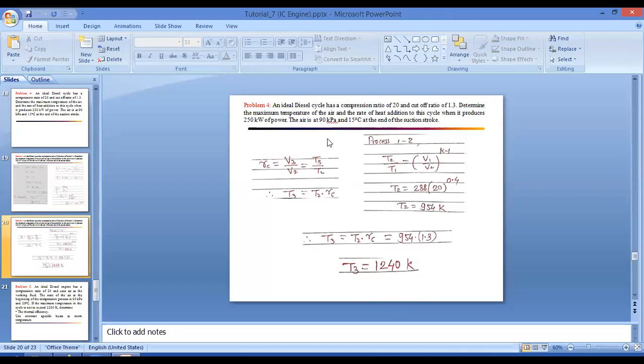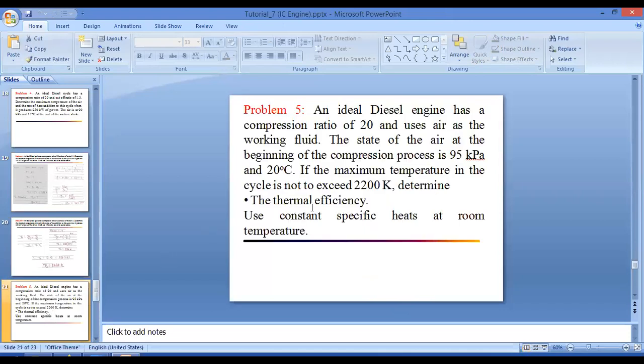Okay, now the last numerical. An ideal diesel engine has a compression ratio of 20 and uses air as a working fluid. The state of the air at the beginning of the compression process is 95 kilopascal and 20 degrees centigrade. If the maximum temperature in the cycle is not to exceed 2200 Kelvin, determine the thermal efficiency. Compression ratio is given, that is 20. Type of the cycle, that is the diesel cycle.